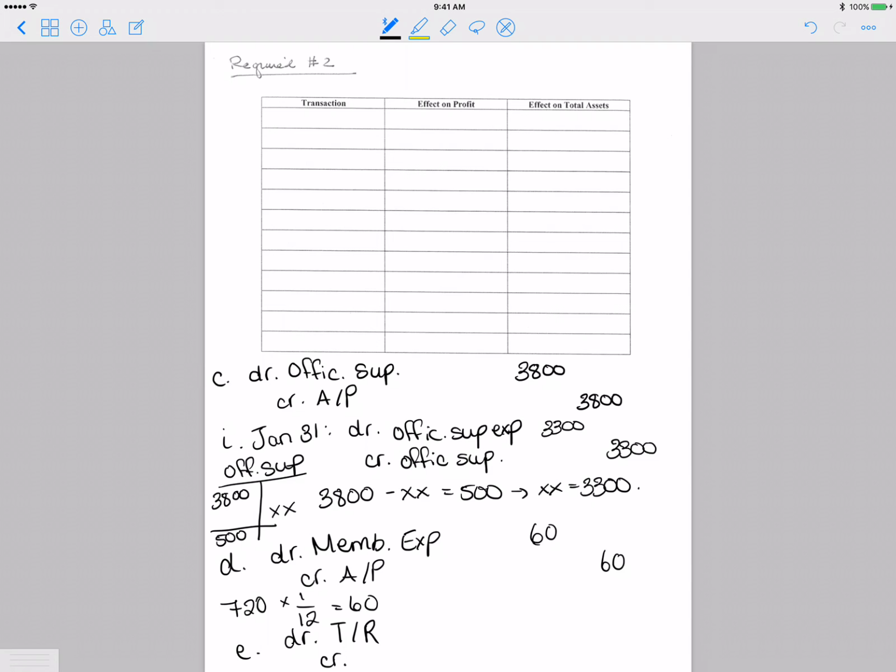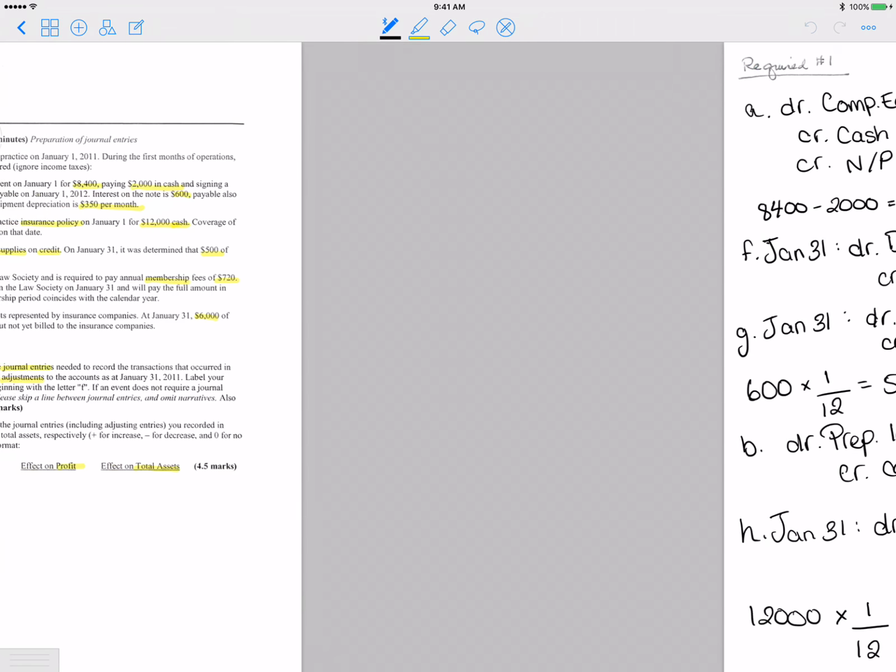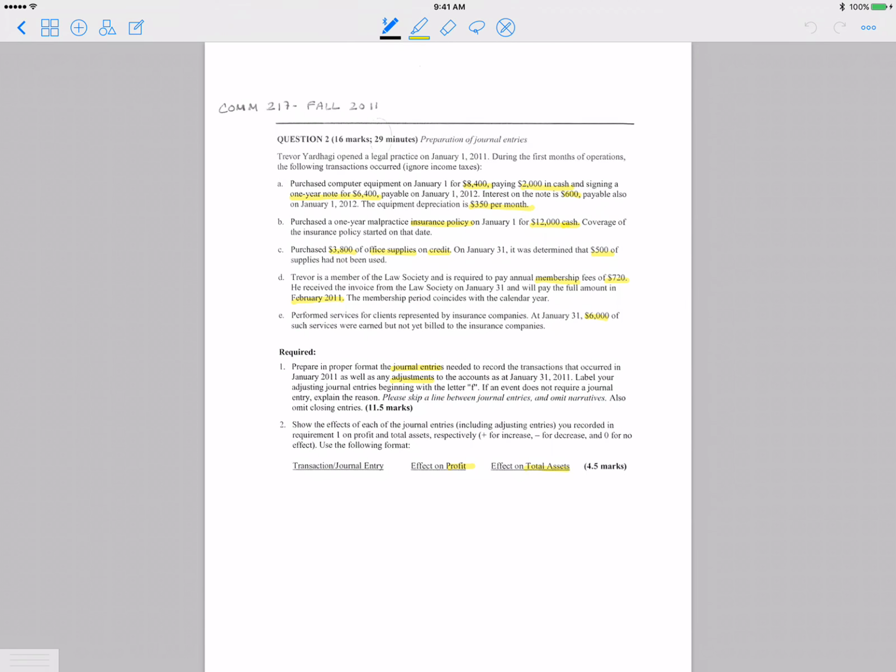Revenues go up with a credit balance. Therefore, we write in service revenue. And they tell us that this amount was 6,000, so we just put it right into the journal entry. Now, that's requirement number 1. We've completed it as we were told to. And now for part number 2, they simply want us to look into each of these journal entries and explain how they affect our profit and our total assets.